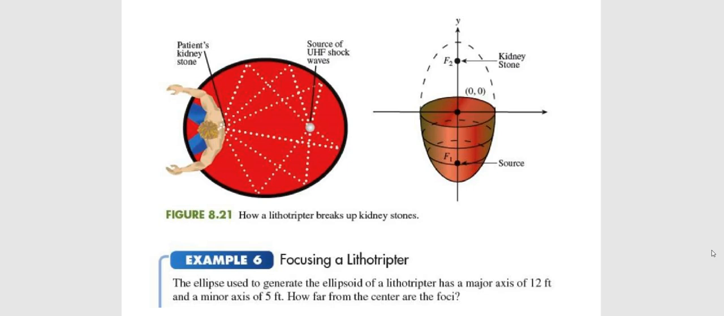Then you get a bunch of little pieces. Correct. And then you just continue to take the medicine until you pass them all. Okay? So this is how we use an ellipse to treat people.